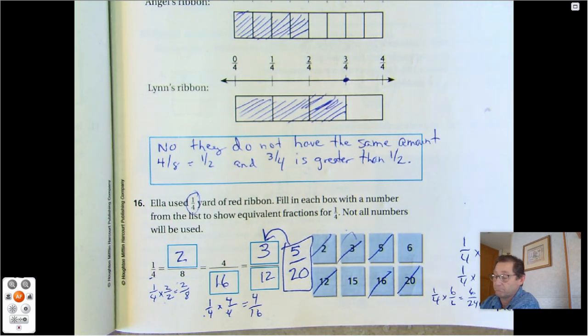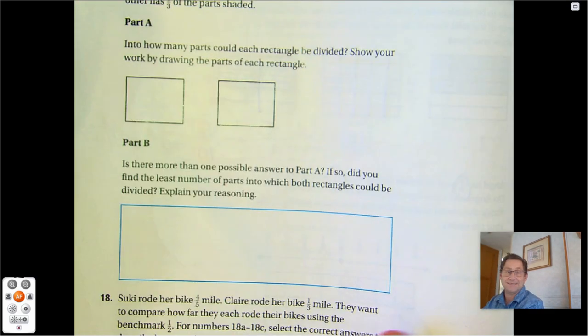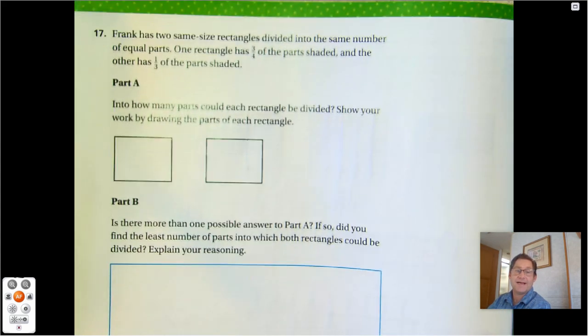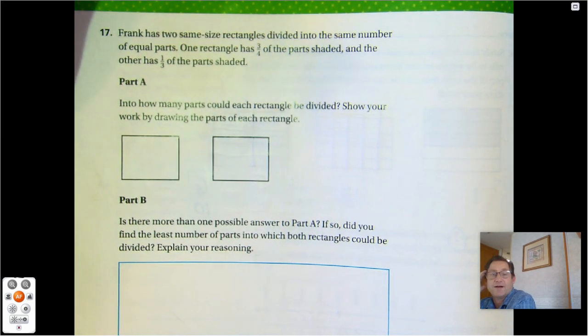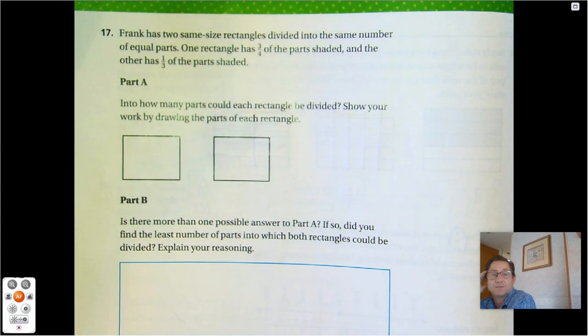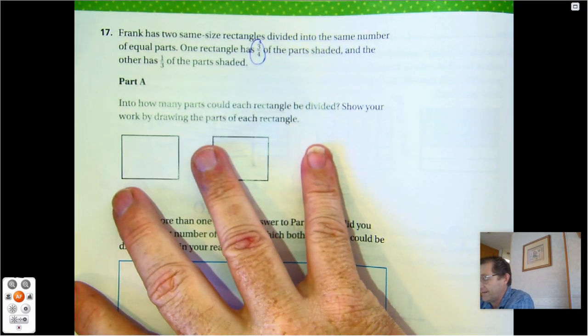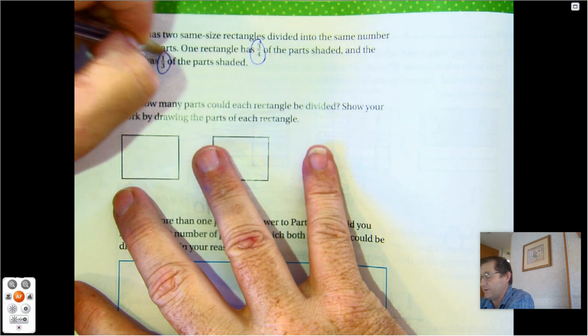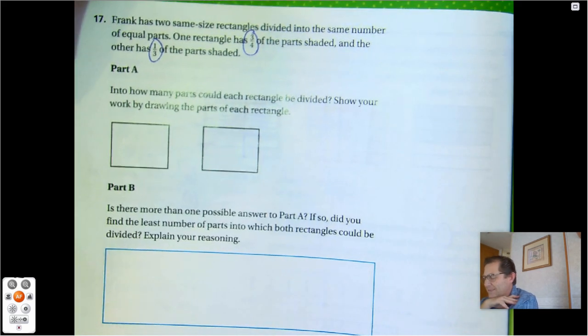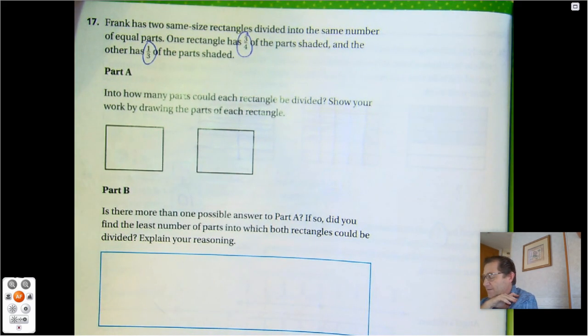17. Frank has 2 same-size rectangles divided into the same number of equal parts. One rectangle has 3/4 of the parts shaded, and the other has 1/3 of the parts shaded. Into how many parts could each rectangle be divided? Show your work by drawing the parts of each rectangle.